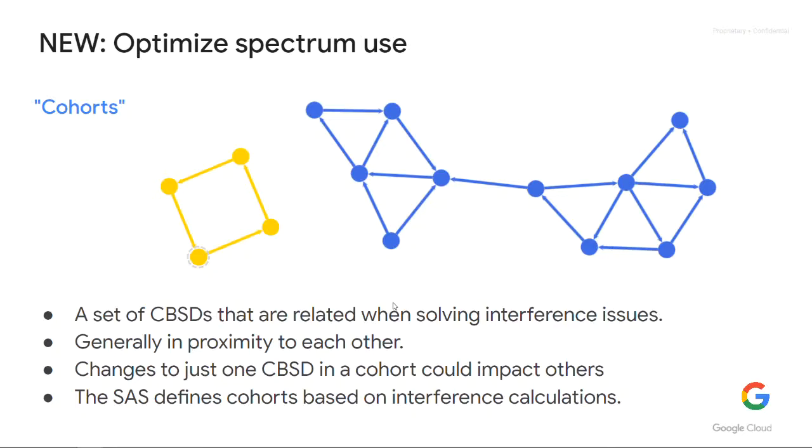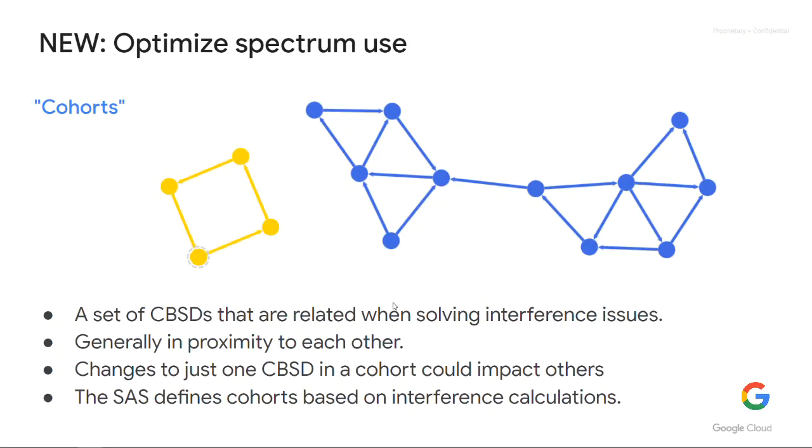So in this little graphic here, we have 2 cohorts. There's 4 CBSDs in the yellow cohort on the left. We'll call that number 1. And then the blue, all of those are linked together as a second cohort. They're different CBSDs grouped together in a way. And these CBSDs are all within your network, and they're interconnected because of their interference potential to one another, right? They're generally in proximity to each other, but when you change the frequency on one, it could impact others because of this interrelationship. And the SAS defines cohorts based on what are called interference calculations.